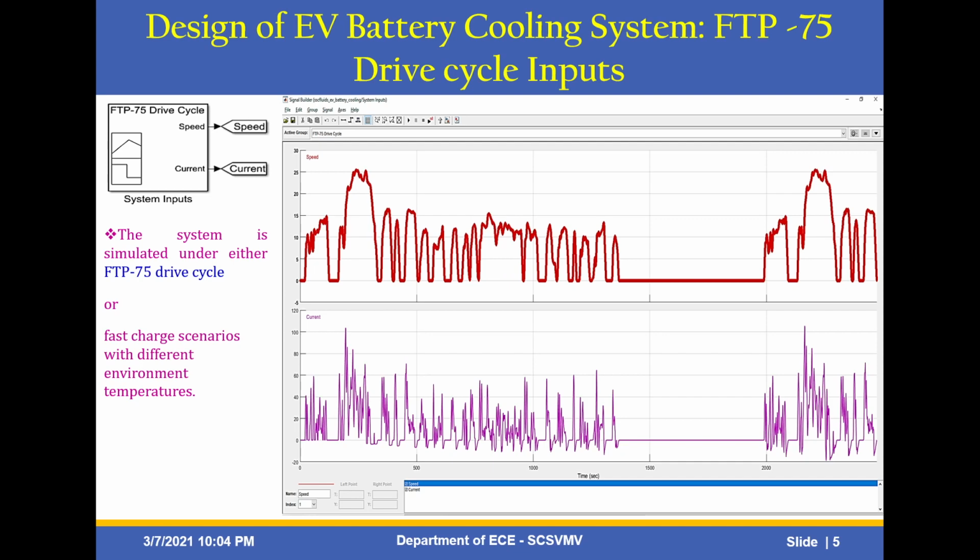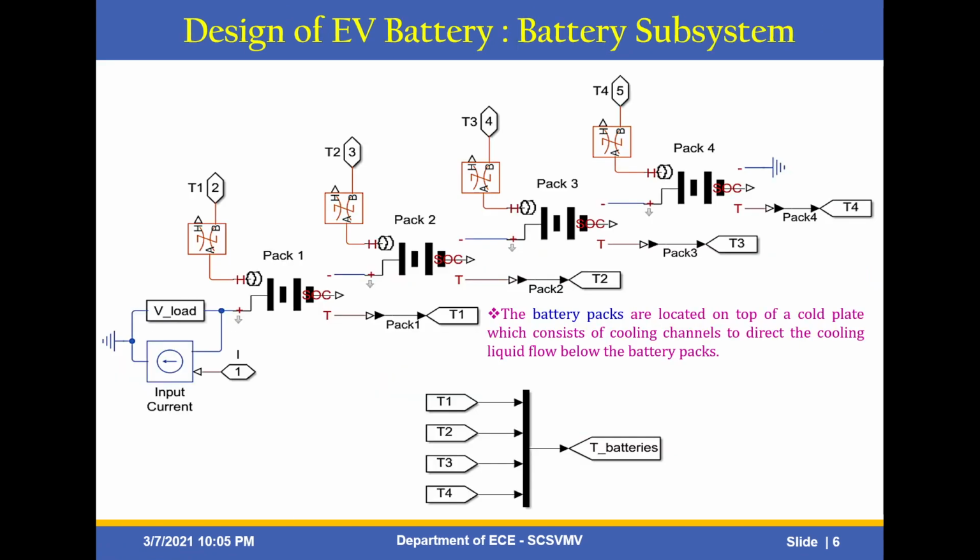Here the inputs are speed and current, and this is a signal builder block to test the available speed. What is your current? It shows the signal builder block. Here this is one of the subsystems available in this particular electric vehicle battery cooling system model.